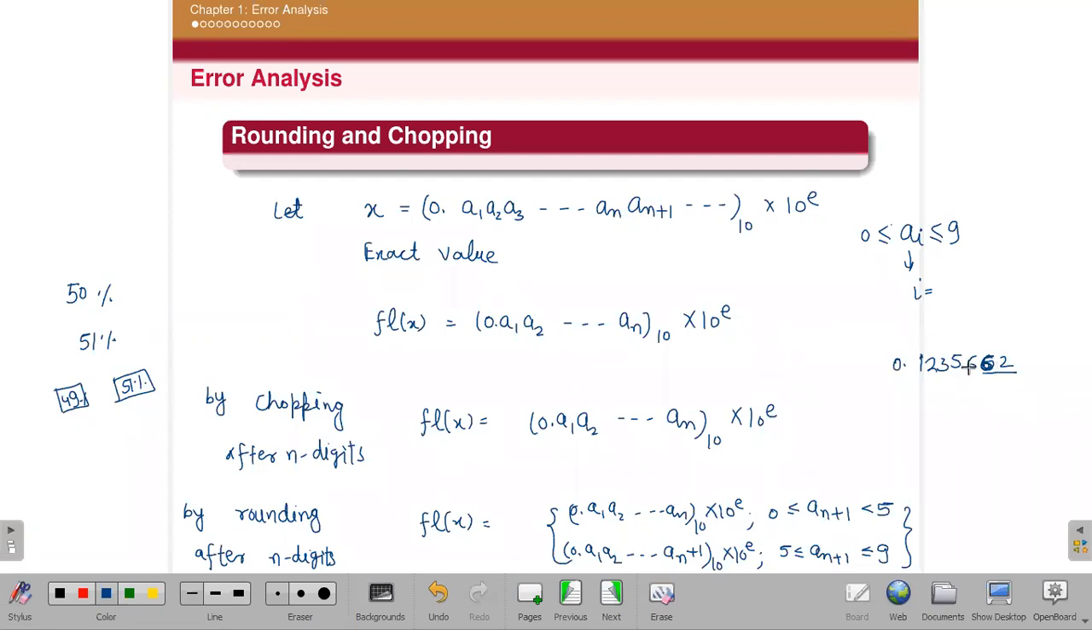So if I want to do rounding, if I want to stop the digits up to this digit only, then I will look into the next number. If it is less than 50%, in lines of 40, then I will take it as it is. And if it is greater than 50%, then I will add 1, so it will not be 56, it will be 57. So it is like that.